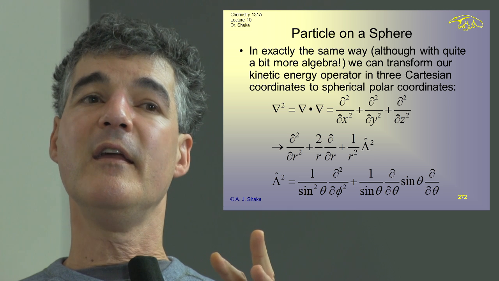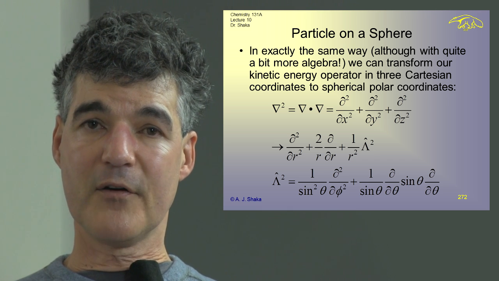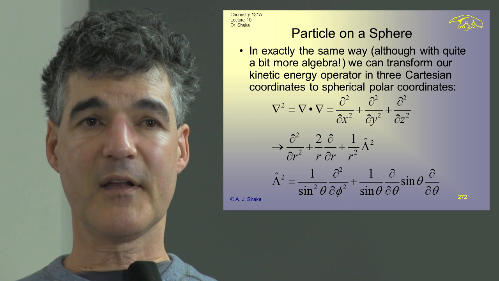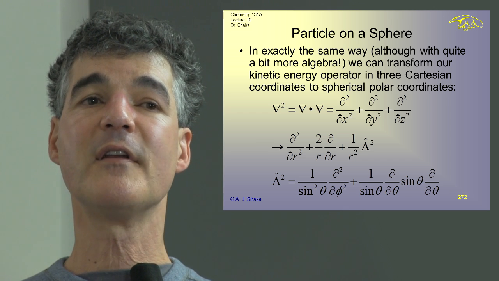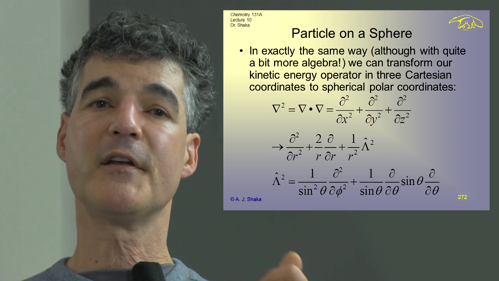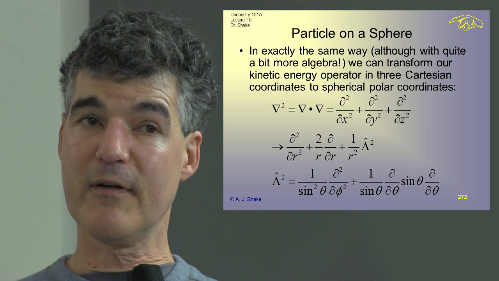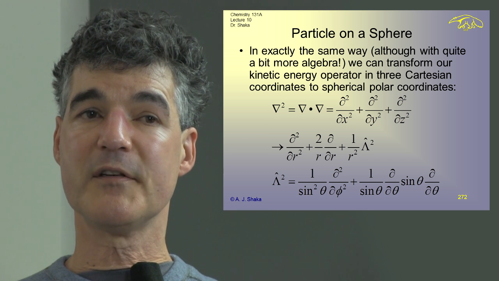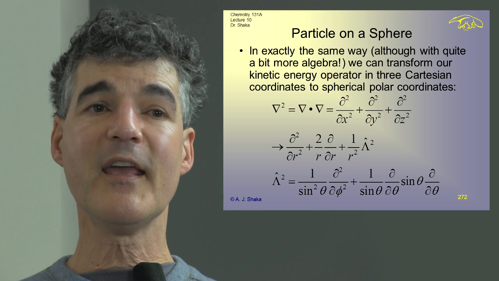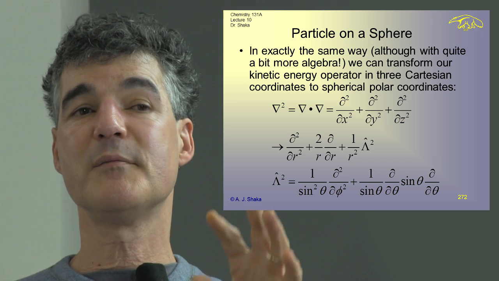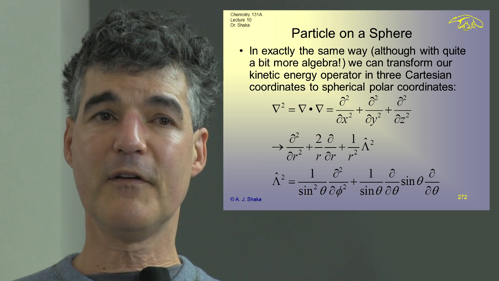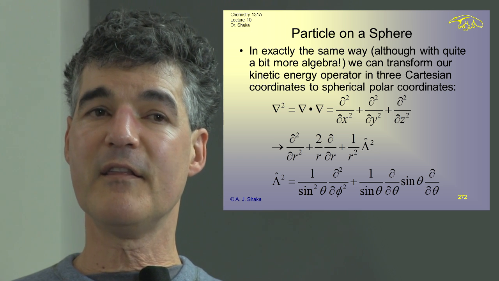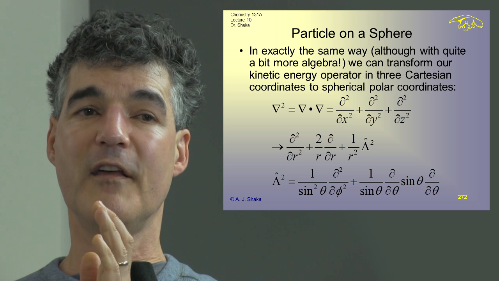We can take the Cartesian second derivatives, second derivative with respect to x, second derivative with respect to y, plus the second derivative with respect to z, and we can cast it in the following form. Second derivative with respect to r plus 2 over r times the first derivative with respect to r plus 1 over r squared times this operator I've called lambda squared. And lambda squared has nothing in it except theta and phi. It has some 1 over sine squared theta, second derivative with respect to phi, and this second term, which is written in a very funny way, 1 over sine theta d by d theta of sine theta d by d theta.